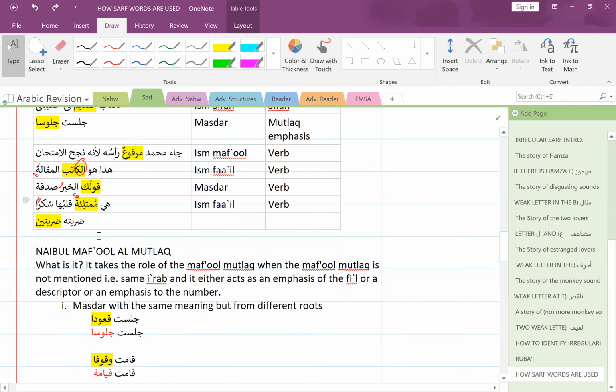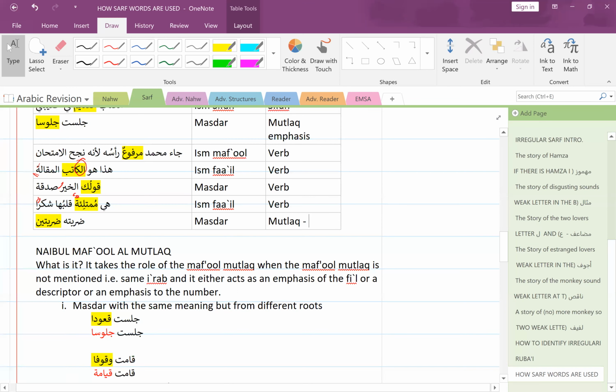I know that example was a bit strange because it's not a normal way of speaking, but I think you get the idea of how isim fa'ils and isim maf'uls work. Okay, let's do the last one. ضربته ضربتين. What is ضربتين? Masdar. Yeah, this is a masdar. ضرب يضرب ضرب. That is where it comes from. So ضرب, then you take it to the Muslimatun chat, ضربتun. But what is it doing here? ضربتين.